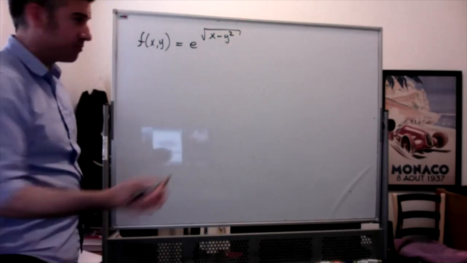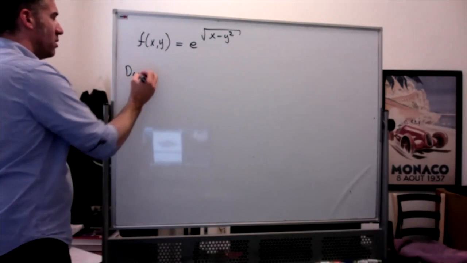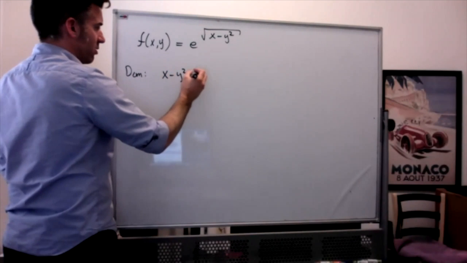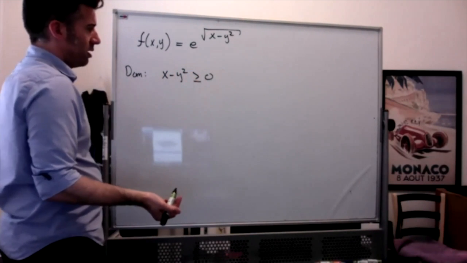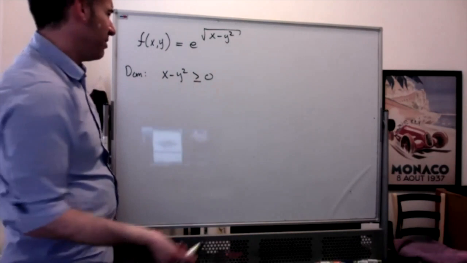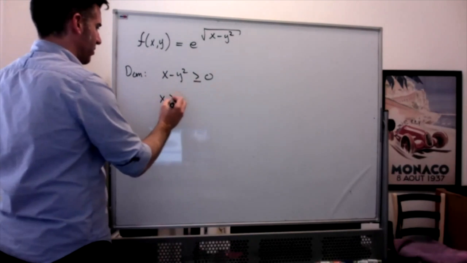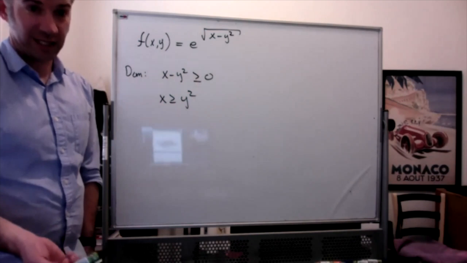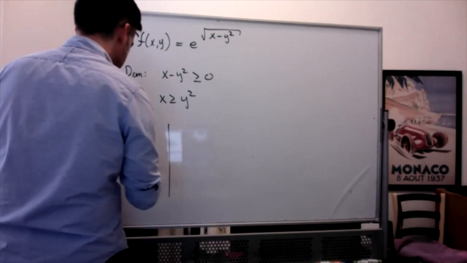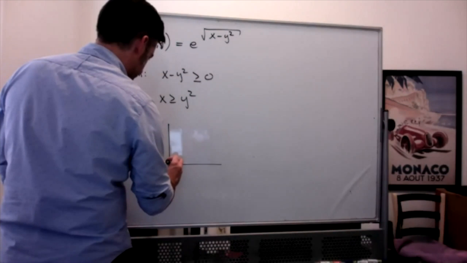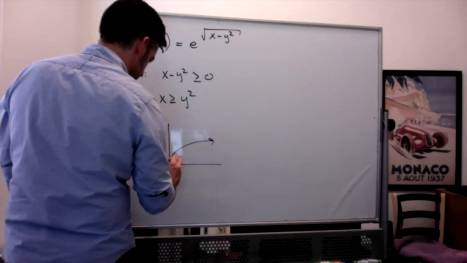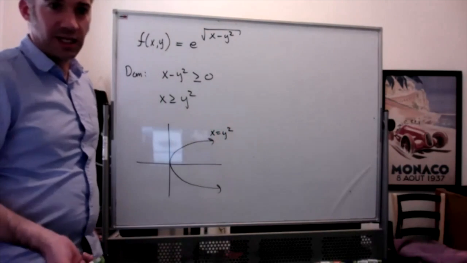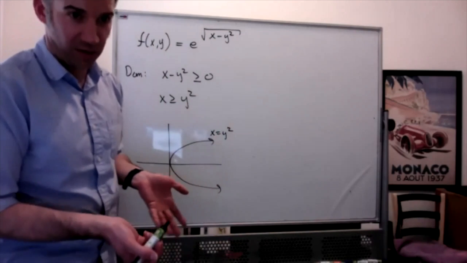Okay, I want to find the domain. So I know that the inside here has to be greater than or equal to 0. Usually I would solve for y, but I really wanted to solve for x. So I'm going to say that x is greater than or equal to y squared. Well, great. We know how to graph x equal to y squared. It's just a parabola that opens to the right. Or you could do the silly thing and say it's y equal to plus or minus the square root of x, but this is easier.